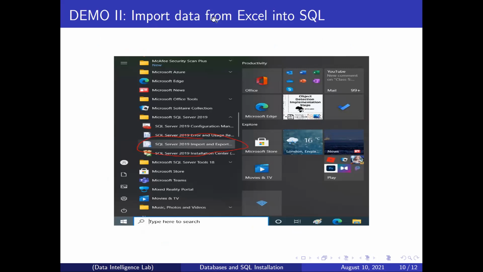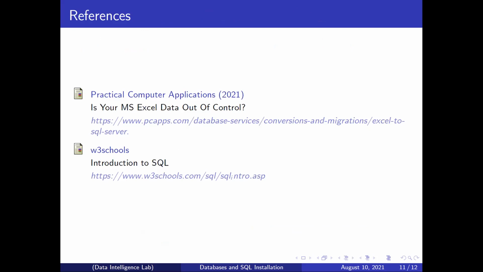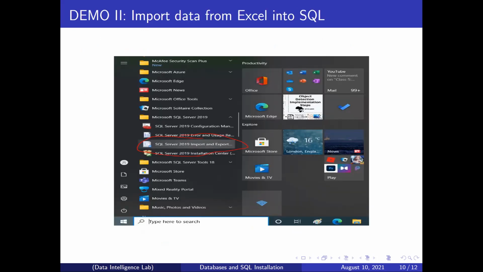So just follow the prompts to install both, and our next demo will be on how to import data from Excel into SQL. The demo for that is to simply locate SQL Server 2019 Import and Export on your menu page and click on it. Once you click on it, you follow the wizard prompts to import your Excel into your SQL.